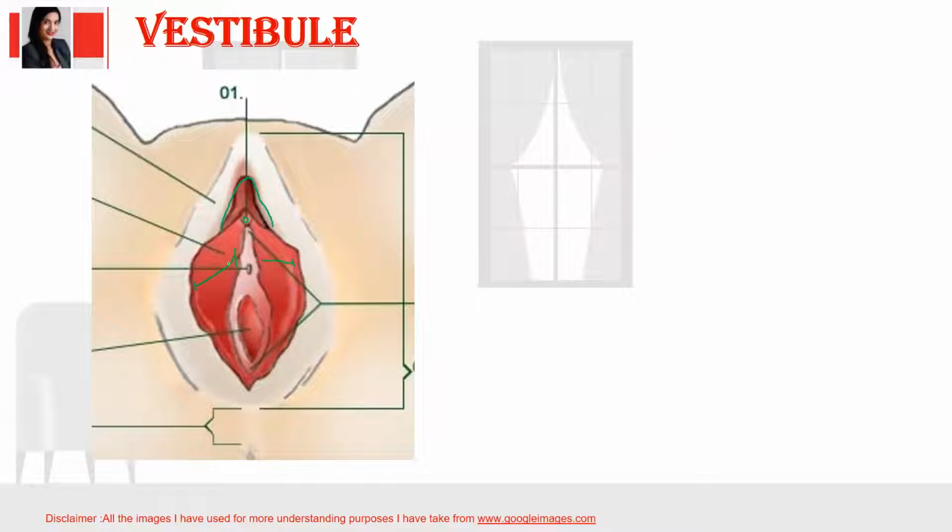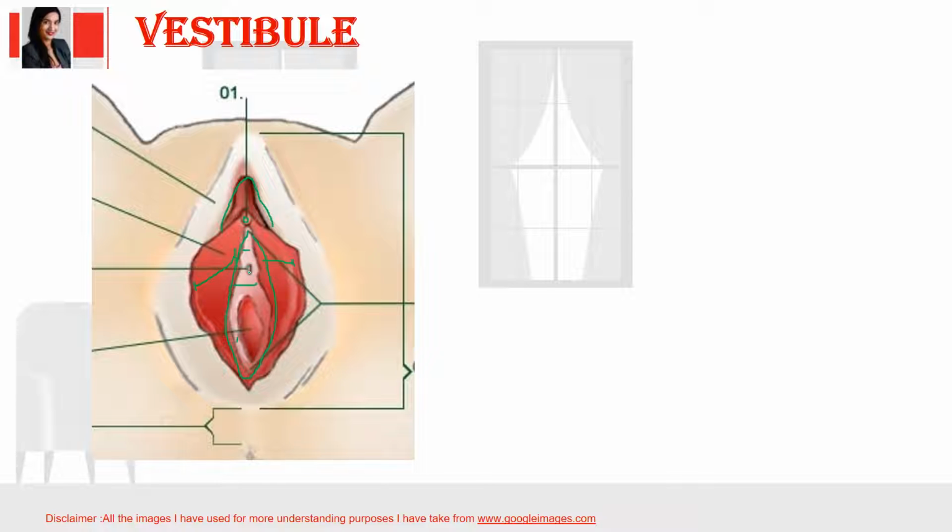Beneath that, if you open up, these are the two walls, the right and left wall. Just inside the walls, you can see a very soft pinkish structure. This particular part we call the vestibule. This is the vestibule. The light pinkish part around this whole area.